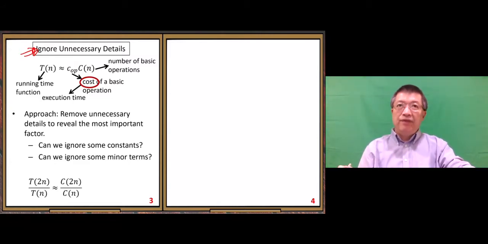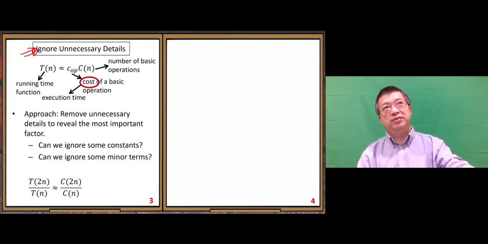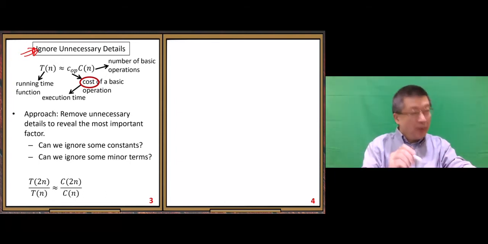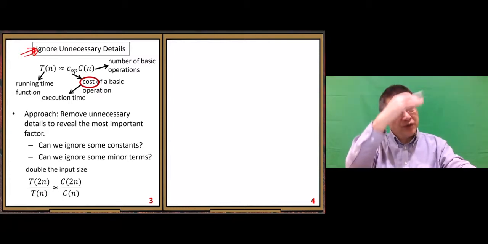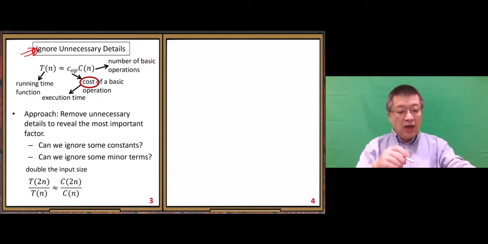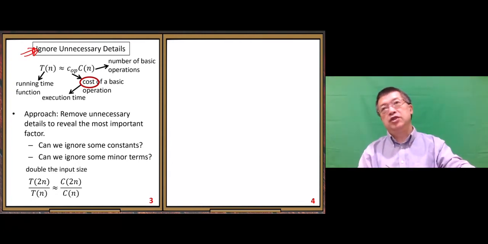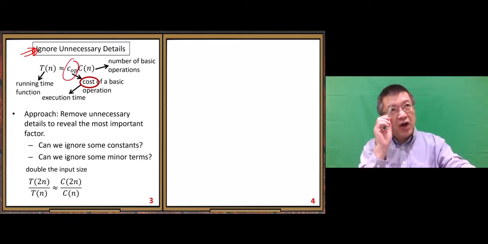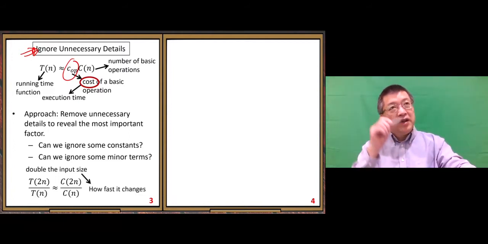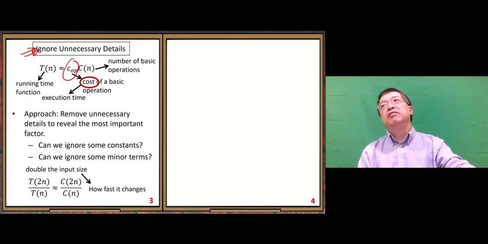All right. First, let's look at this formula. When we do the ratio, we double the problem size, double the input size, 2n over n. Then we take the ratio of the running time function. We also take the ratio of the count function, C of 2n over C of n. You can see that the cost C op, the constant, cancels out. So this simplifies the expression. That number is not important; it cancels out.